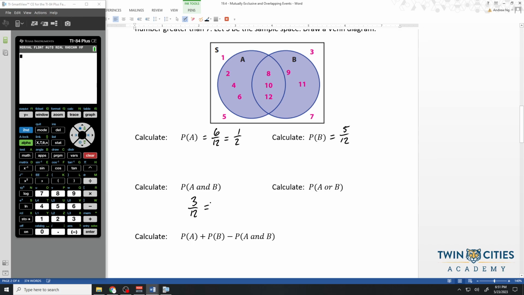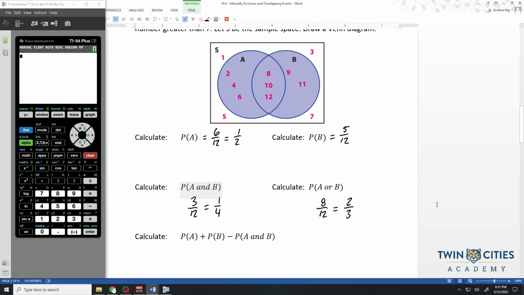And I could reduce that to 1/4. Okay, what about A or B? A or B means one or the other. So all of these results here that are in the shaded area are 1, 2, 3, 4, 5, 6, 7, 8. This is going to be 8 out of 12. And I can reduce this to 2/3.